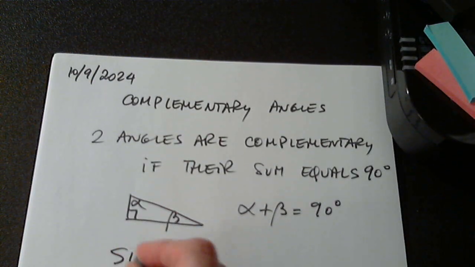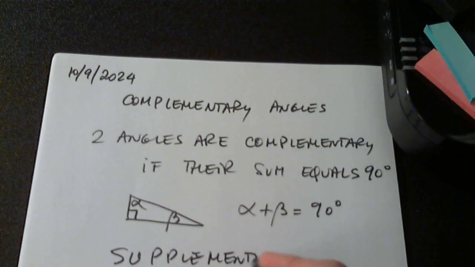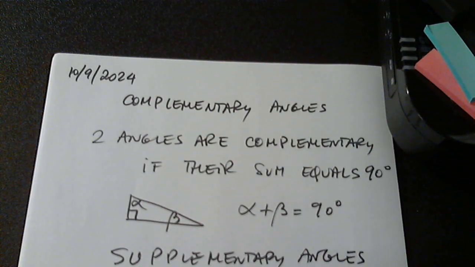And what about supplementary angles? The same thing, but 180 degrees. So supplementary angles. Let's say here's my alpha. Here's my beta. Alpha plus beta equals 180 degrees. They are called supplementary angles.